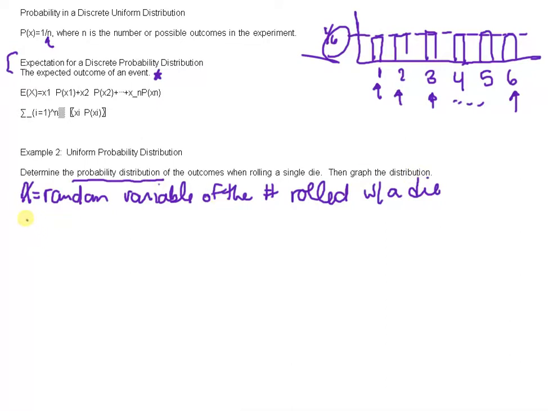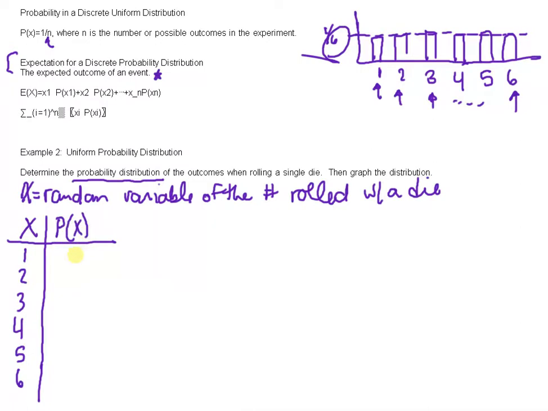Okay, so I would make a chart. Every single random variable. So what are all of the outcomes? 1, 2, 3, 4, 5, and 6. Okay, I would make a chart. Now, what's the probability of random variable x? Well, to roll a 1 is 1/6. To roll a 2, it's 1/6. 1/6, 1/6, all the way down. Okay, because we know that it is uniform. Now, this is the probability distribution, okay?